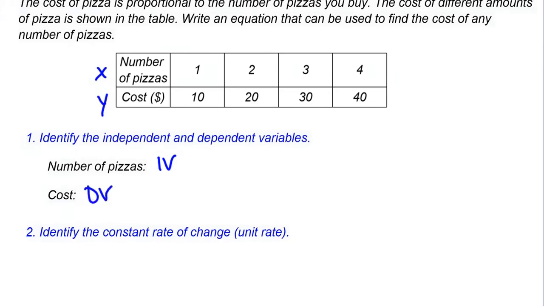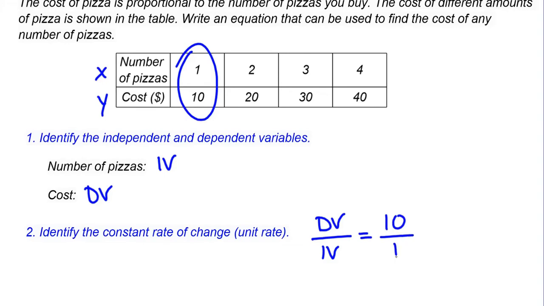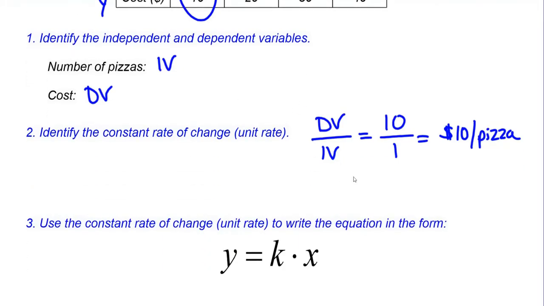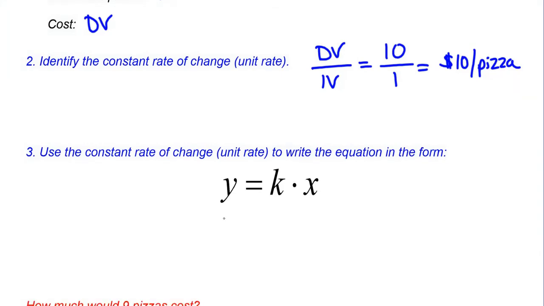So what is the constant rate of change? That unit rate, again, is the dependent variable divided by the independent variable. I can pick any one of these because they're all going to be the same and divide them. I'm going to pick the easiest one here, and that's $10 for one pizza. So that is $10 per pizza. And you can check all the other values too. They're all going to be the same unit rate of $10 per pizza. So now I know the constant rate. So use that to write an equation in the form of y equals k times x. So y is going to be 10 times x. So the cost is going to equal 10 times the number of pizzas that I buy.